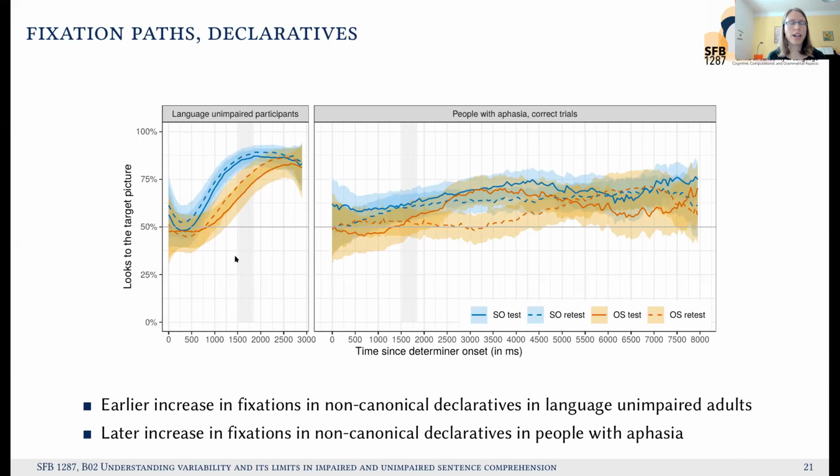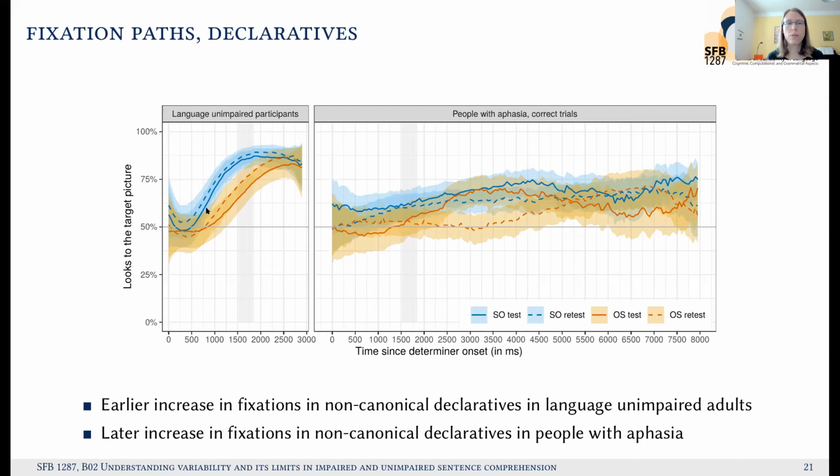However, shortly after the onset of the critical word, language unimpaired participants start to fixate the target picture more often than the distractor picture. And when we compare the blue lines that represent the canonical sentences with the orange lines that represent the non-canonical sentences, we see a steeper slope in the canonical sentences. And this would be expected because canonical sentences should be easier to process than non-canonical sentences.